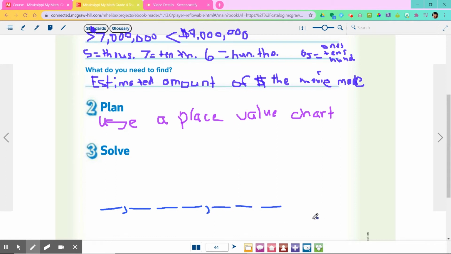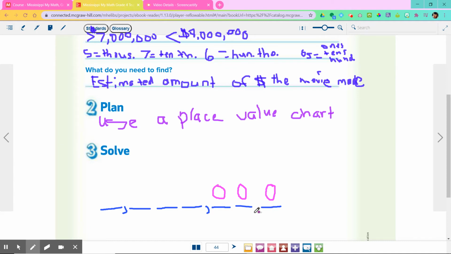Okay, so let's go back up to the facts that we know. Now, I'm going to start with my ones period right here. I'm going to start there because I know that my ones, my tens, and my hundreds are all zeros because this is an estimate.